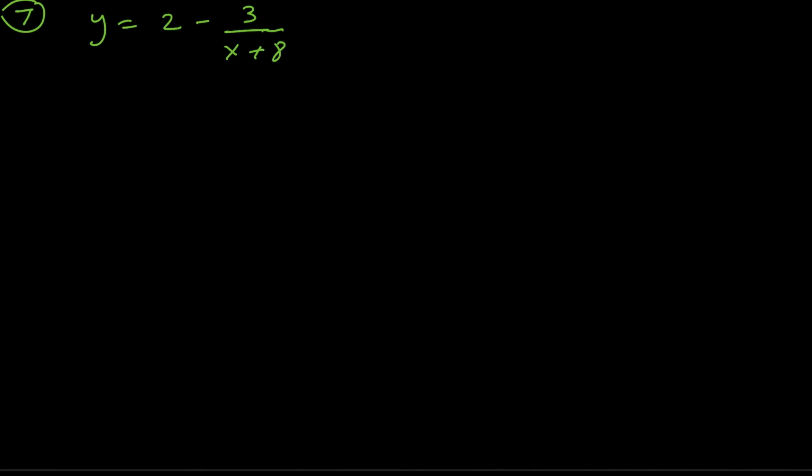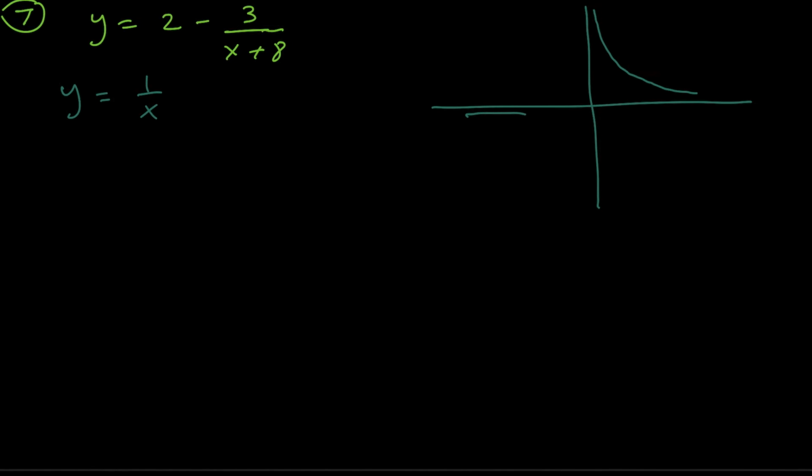Okay, for number 7, what did you get for the parent function? Did you get y equals 1 over x? That's referred to as the reciprocal function. It's actually like a hyperbola that looks something like this, where you've got kind of two curves facing opposite one another like that in the first and third quadrants. That's your basic graph there.